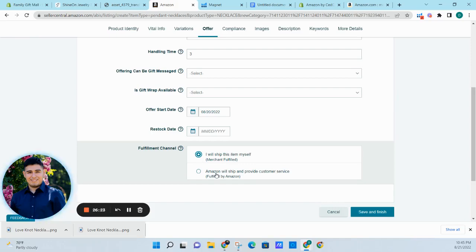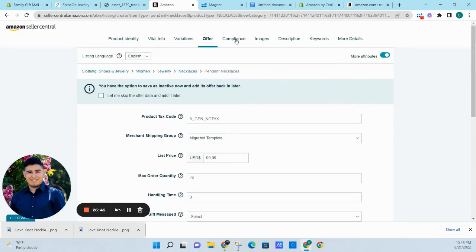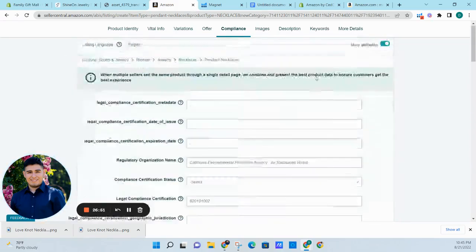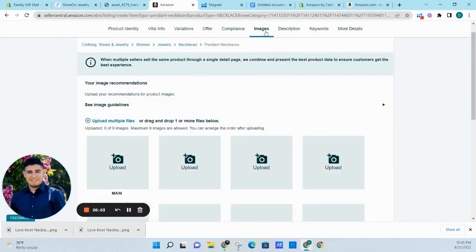just add it as a condition. For example, if you have a listing that has 6 units in stock and you run out of stock, your listing will automatically go into FBM mode. So you'll still be able to get sales and fulfill the FBM orders through ShineOn. But for now, for the sake of this example, I will ship this item myself. In the compliance tab, there is really nothing for you to enter for ShineOn products. Then images, we won't worry about images for now.